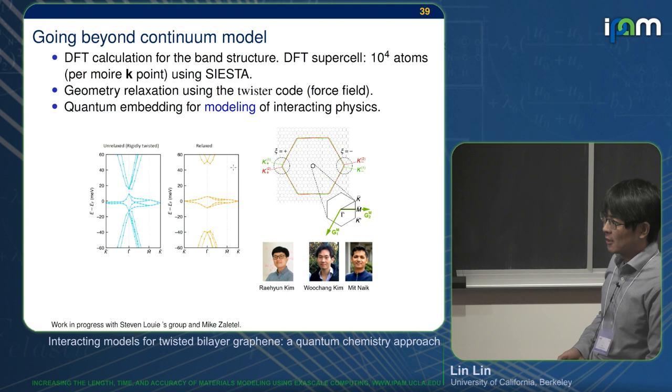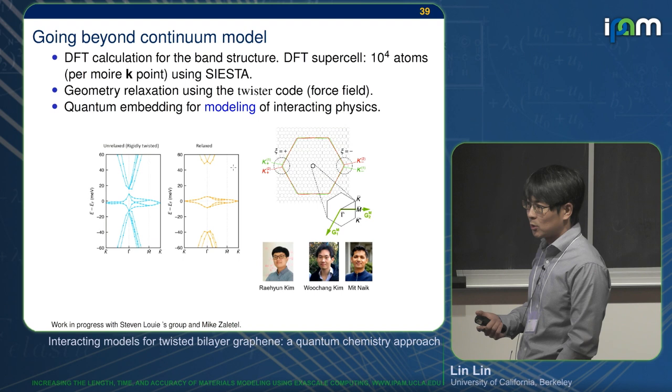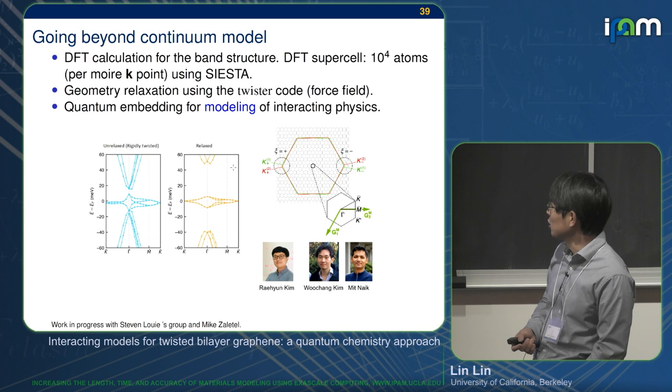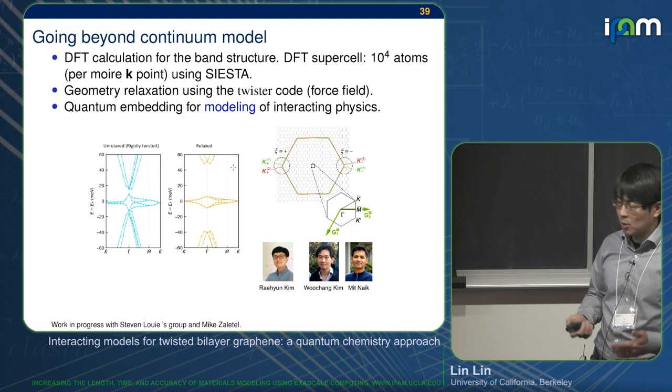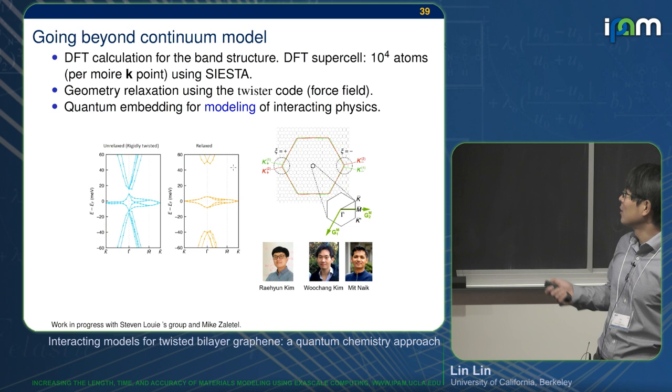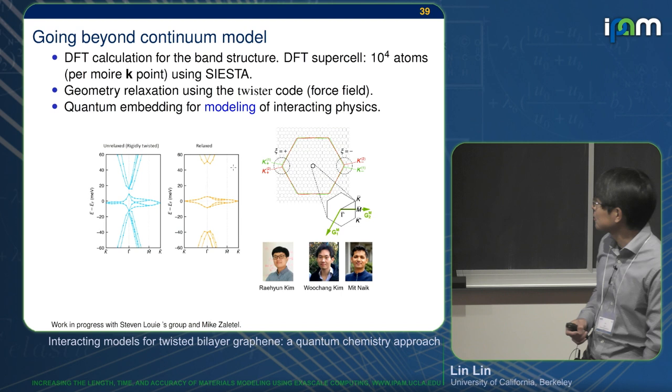And the geometry relaxation is done using the TwisTER code, which is a force field-based geometry relaxation that allows you also to enforce some needed symmetries. And then from these DFT band structures, the plan is to do some quantum embedding-like approach, as I talked about before, to model, I want to emphasize, model this interacting physics, because you cannot do everything ab initio, not at this stage. But there are already very interesting things to find by doing these calculations.